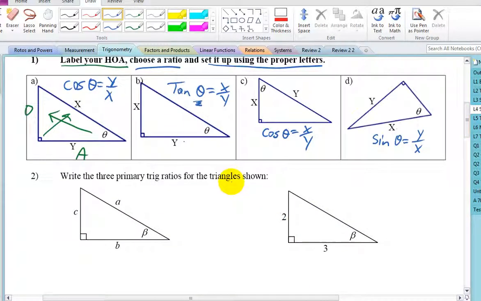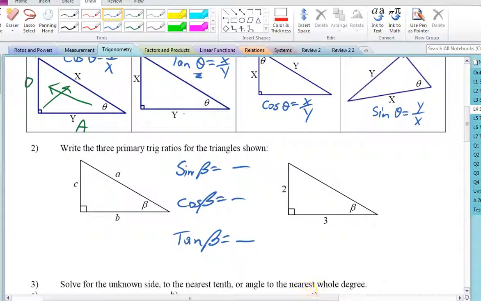So what I want you to do is the same thing as above, but now you're going to use little letters. So we're going to say sine beta, tell me what the ratio is, tell me what cos beta equals as fractions, and then tan beta. Go for it. Okay, sine beta. Sarah. Sine beta equals C over A. Perfect.